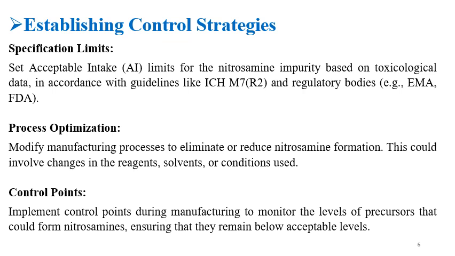Process optimization. Modify manufacturing process to reduce or eliminate the impurity formation or impurity generation, and this could involve change in the reagents, solvents, conditions for raw materials and also for the APIs. Control points. Implement control points during manufacturing to monitor the levels of precursors that could form nitrosamines, ensuring that they remain below the acceptable levels.